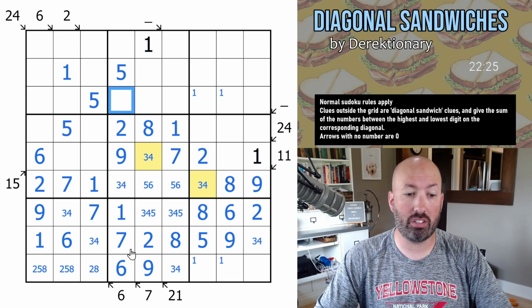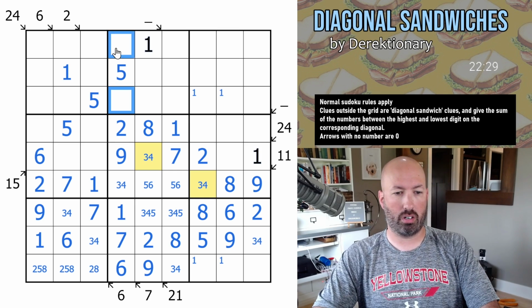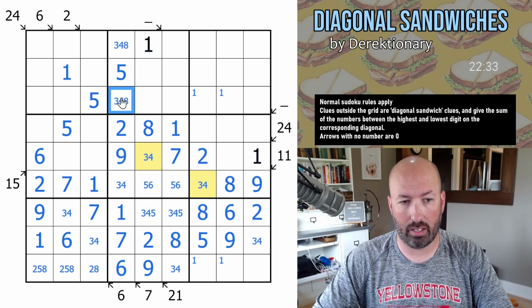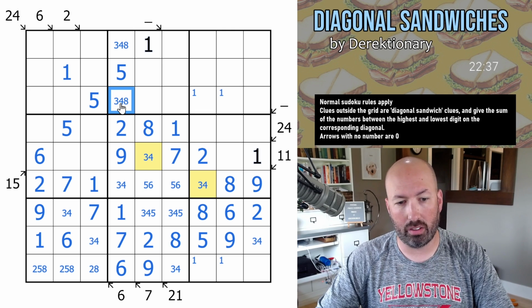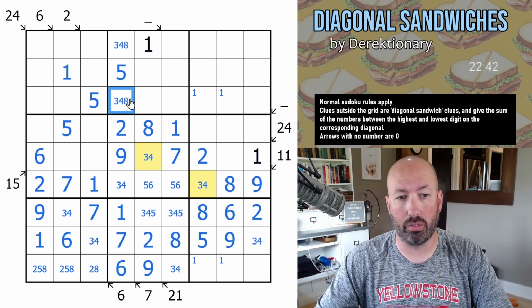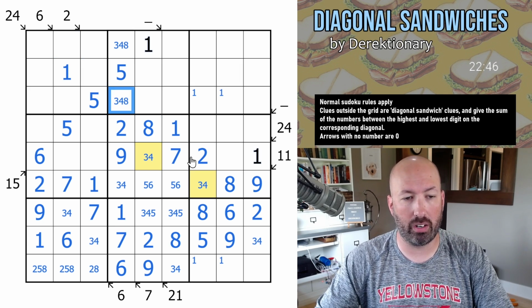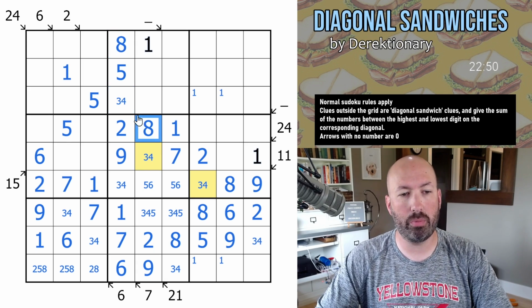The 6 has to be this way. This cannot be a 6. Hold on. These two are 3, 4, and 8. This clearly cannot be an 8. Is there any way that can be an 8? No, because it's either the highest digit on the diagonal, in which case you can't have two of them, or there's a 9 up here, and you've got to have 6 somewhere and a low one, so this can't be 8. That's a 3 or 4. This is an 8.